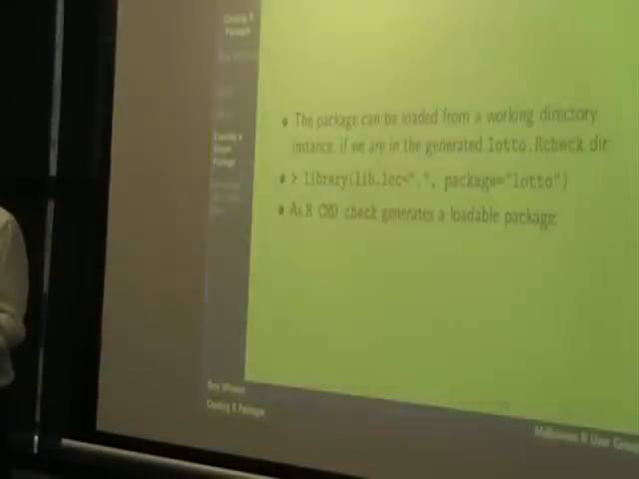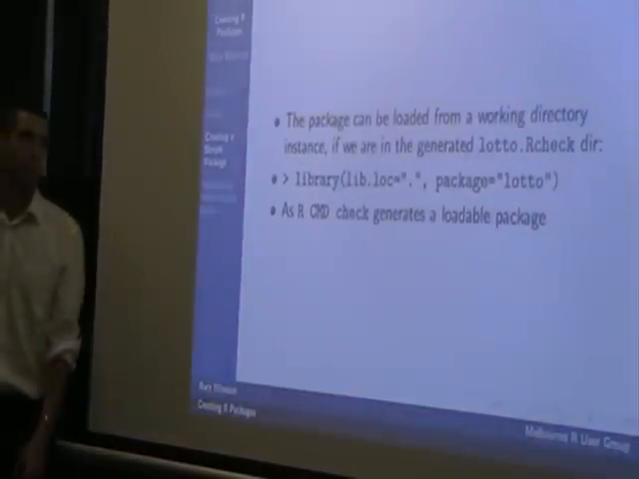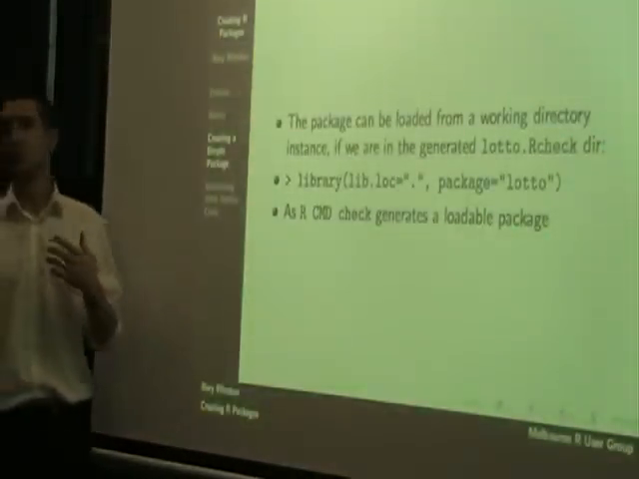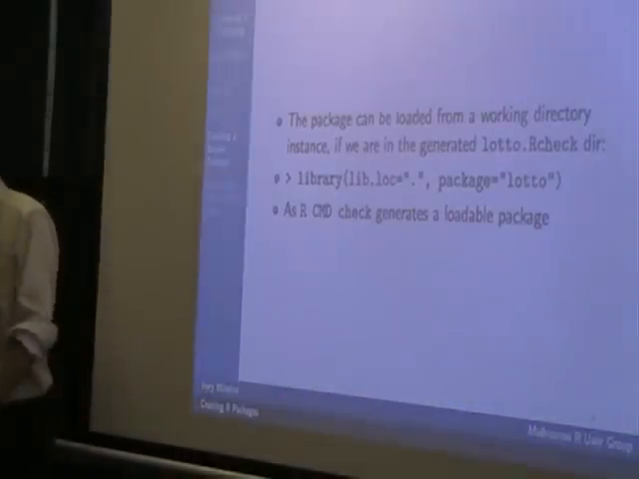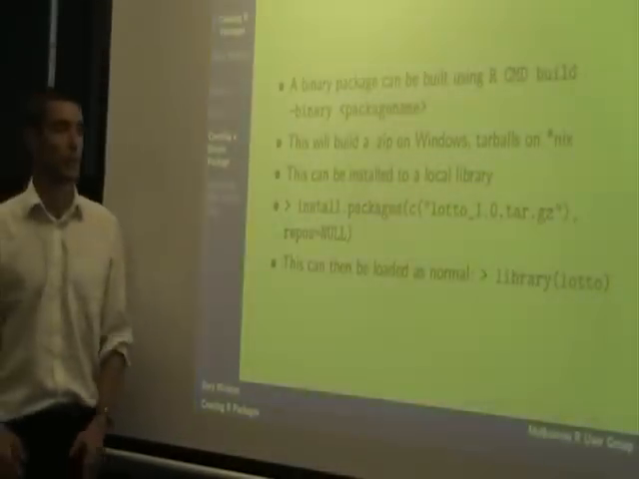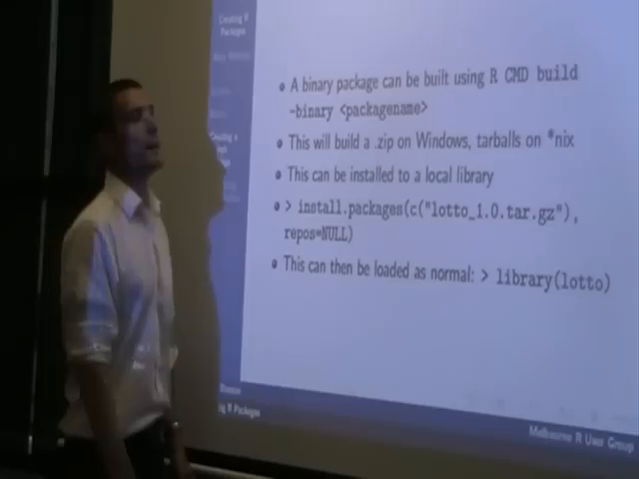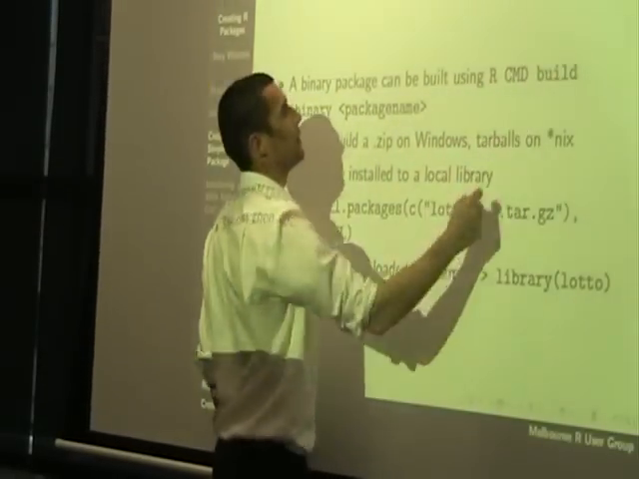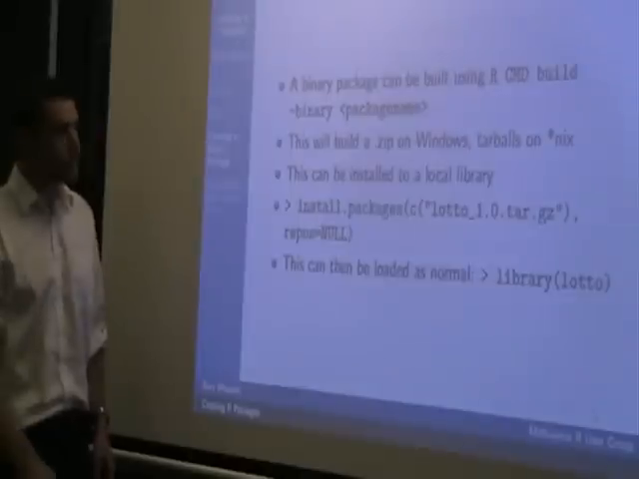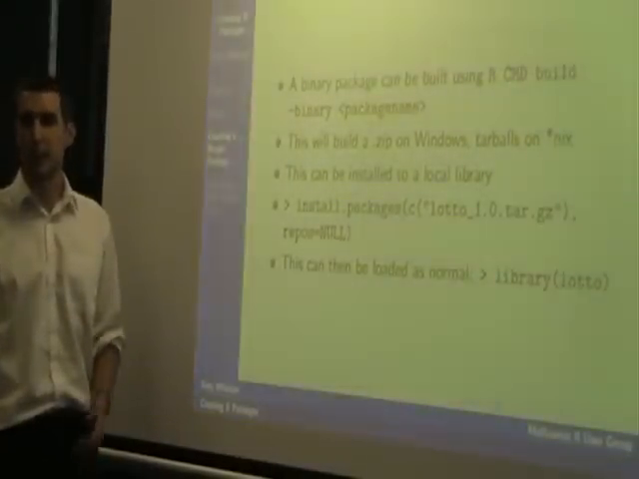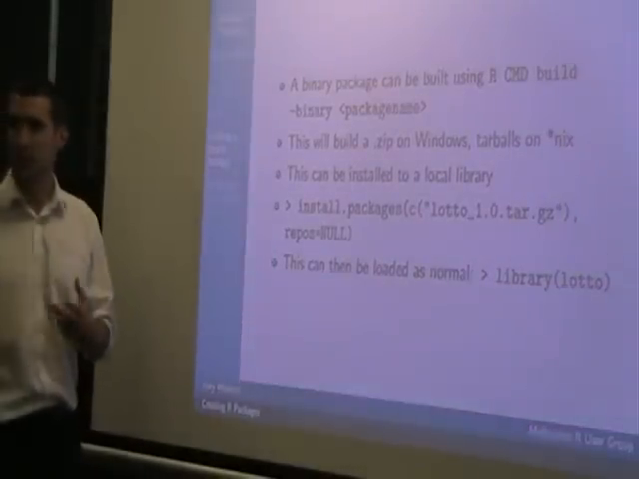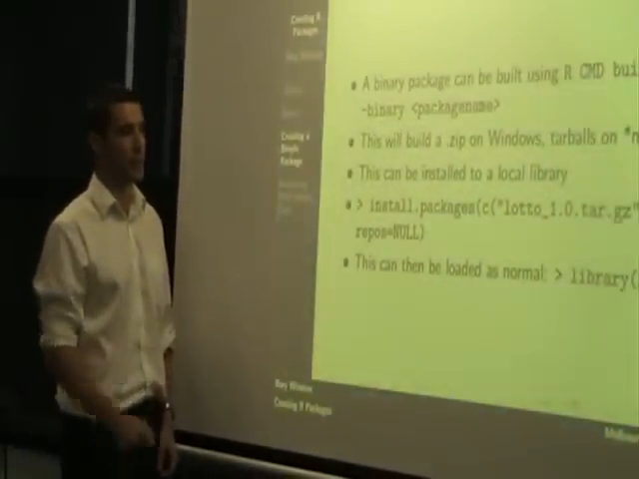So if that all looks good, if you're happy with that, then the next step is to generate something which can be given to somebody else or which can be passed around and shared like a normal package, loaded into people's libraries. So the next command you run is this one called R command build. And this will generate a binary package. On Windows, it will generate a zip, or on Unix, it will generate a tar.gz file.